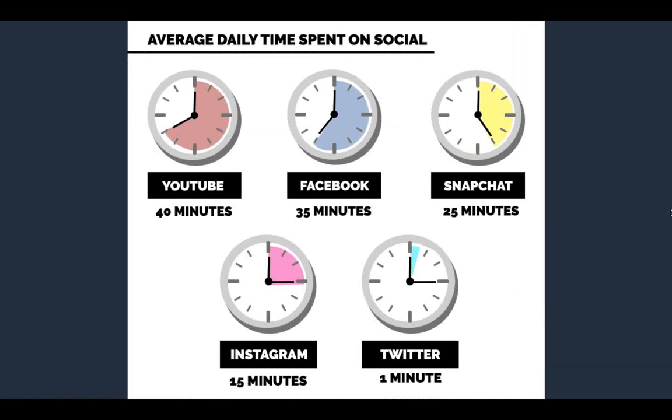The average daily time, this is of adults in general, that is spent on social media is pretty staggering. 40 minutes a day on YouTube, 35 minutes on Facebook, 25 minutes on Snapchat, 15 on Instagram, and then just a minute on Twitter. I think Twitter is actually in a lot of trouble, had a lot of financial issues. I hope it stays around. I love that site, but just a minute a day really doesn't stack up against the others.